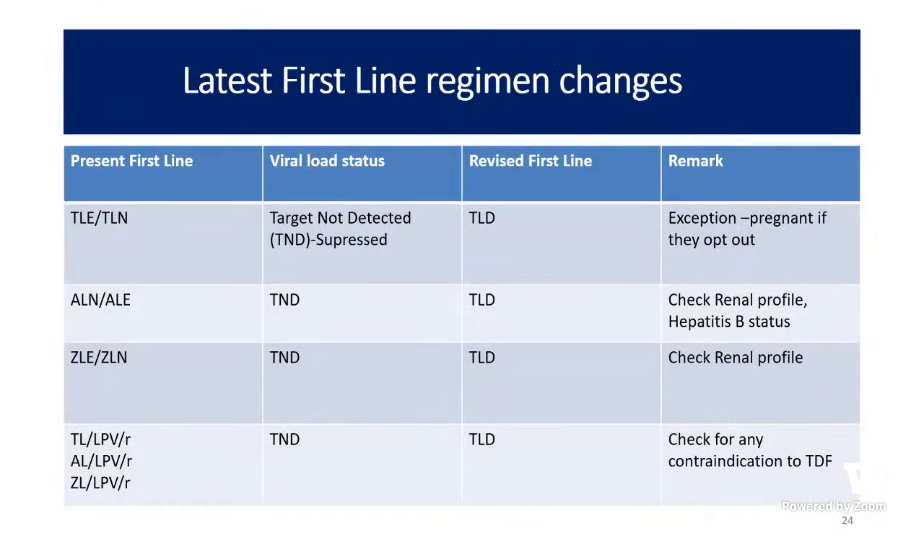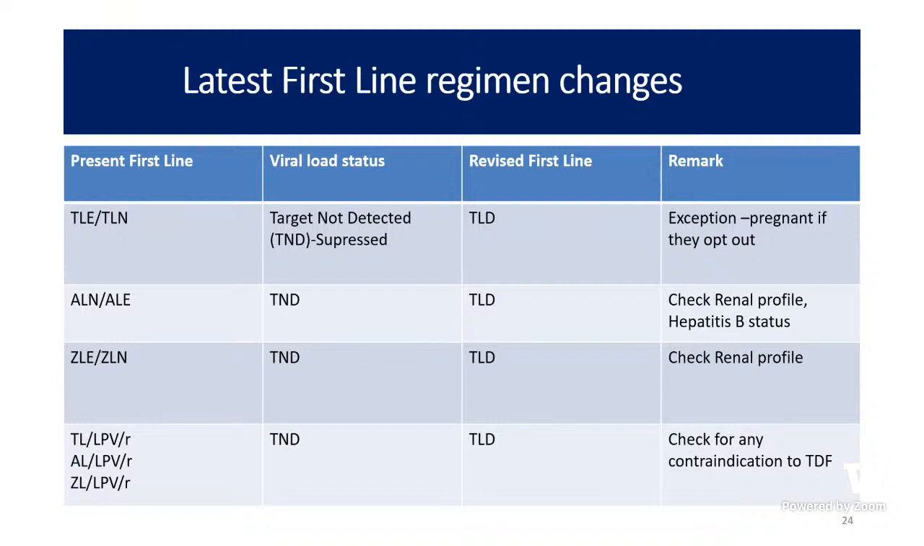Now the latest first line regimen changes. I've used abbreviations, I'm sorry for that, because otherwise the chart would be very clumsy. On the left hand side, we have the present first line regimens, the viral load status, the revised first line, and the remarks. As we know from the OIMs and guidelines, if a person is on first line with efavirenz or nevirapine based regimens, with or without tenofovir or zidovudine or abacavir backbone, and the viral load status is undetectable, then we can smoothly shift over to TLD. That is, TLE, TLN will go to TLD. ALE, ALN will go to TLD. ZLE, ZLN will go to TLD also, provided that the viral load is suppressed.